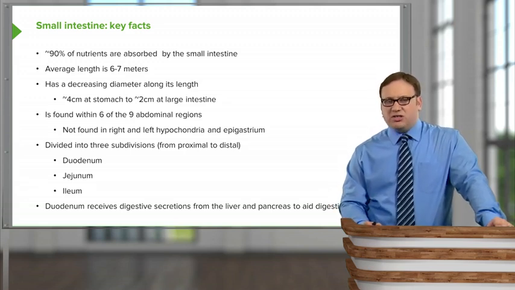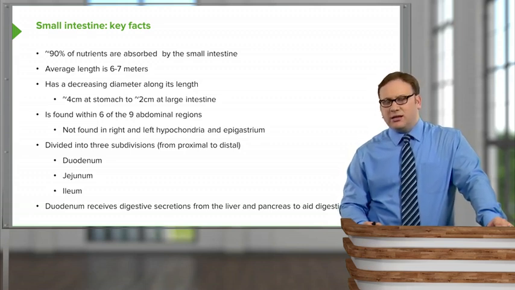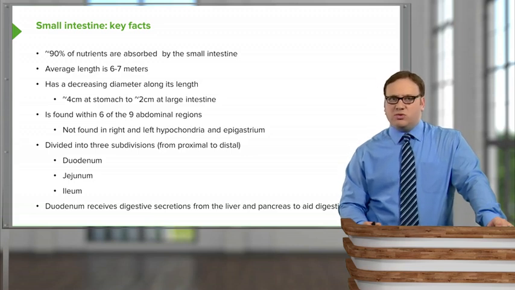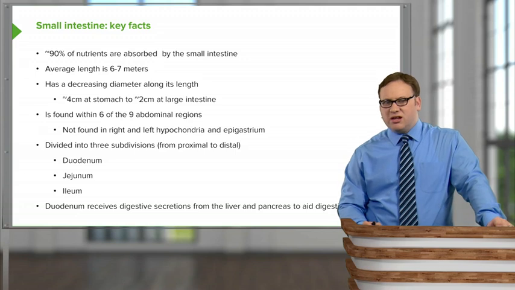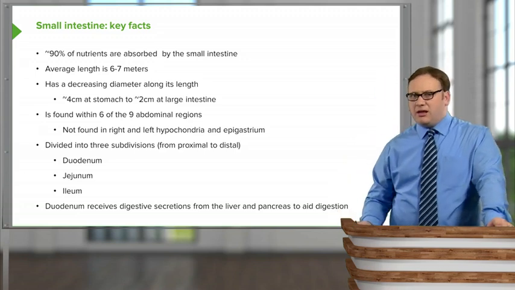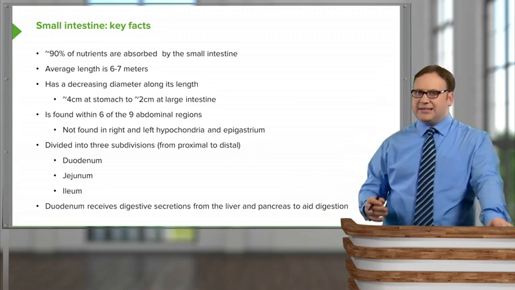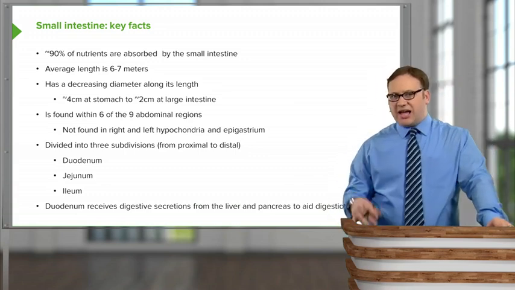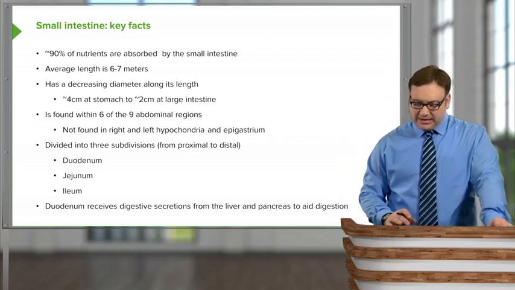It's divided, as I've mentioned before, into 3 subdivisions, from proximal to distal. So from the stomach to the large intestine, we have the duodenum, the jejunum, and the ileum. The duodenum is important as it receives digestive secretions from both the liver, bile, and the pancreas, pancreatic juice, like amylase, to aid digestion, to help break down the ingested food so it can be absorbed.